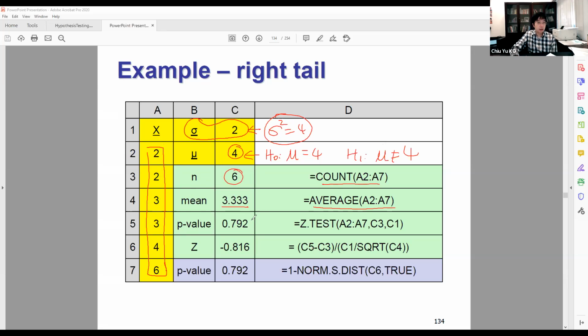Now remember how we do the z-test on the right tail. You calculate x bar minus mu over sigma over root n, and this number is the z here. Then for the right tail, we're trying to see what this area is. So basically you want 1 minus the probability that z is less than that value.